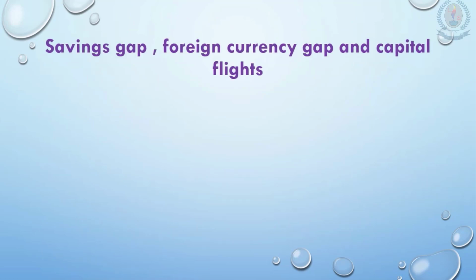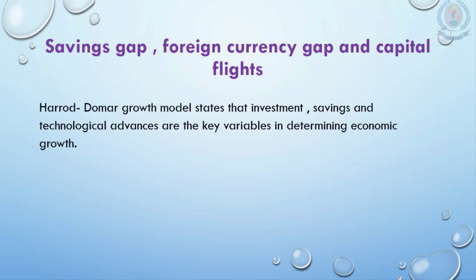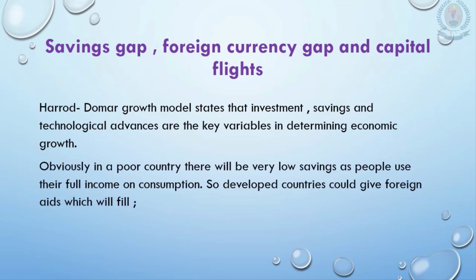Savings gap, foreign currency gap and capital flights. The Harrod-Domar growth model states that investment, savings and technological advances are the key variables in determining economic growth. Obviously, in a poor country, there will be very low savings as people use their full income on consumption. So, foreign countries could give aid which will fill the savings gap and the foreign currency gap.